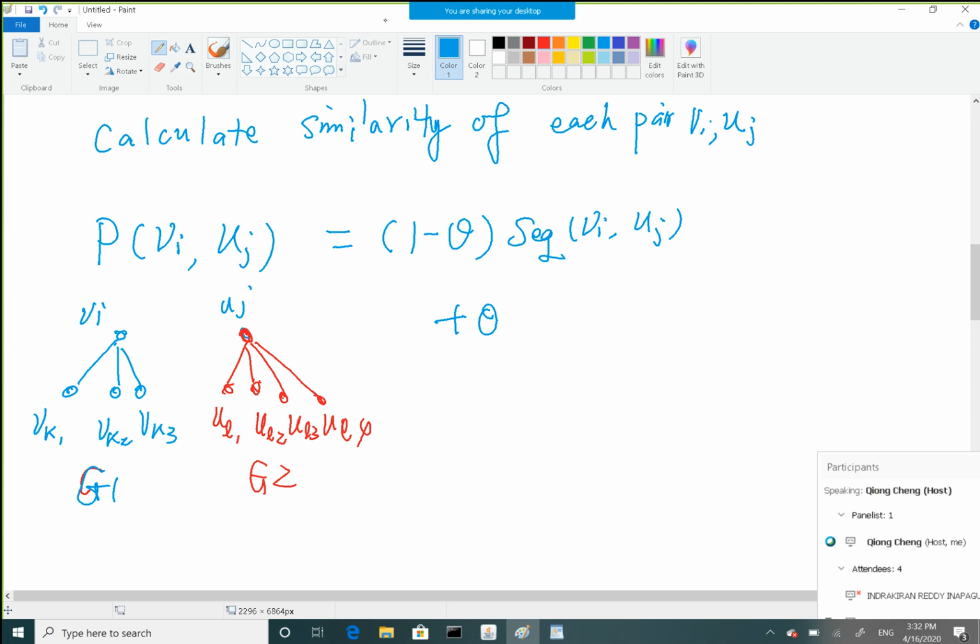And such that this is equal to theta times the summation of P over all the adjacent vertices. In the paper they use X, and for us, since we use VK, we use VK, and this is the UL. We use this one to represent. Can you see? I don't know why it cannot change. It just does not appear.